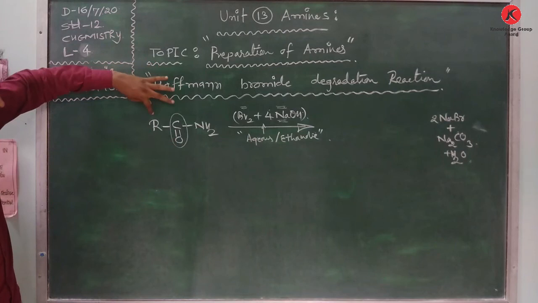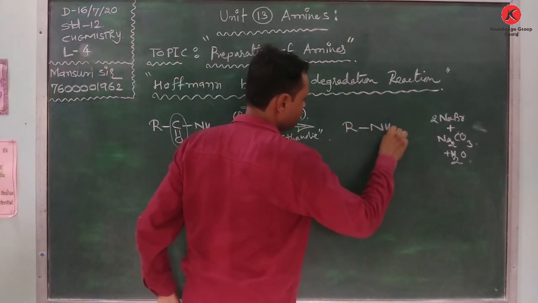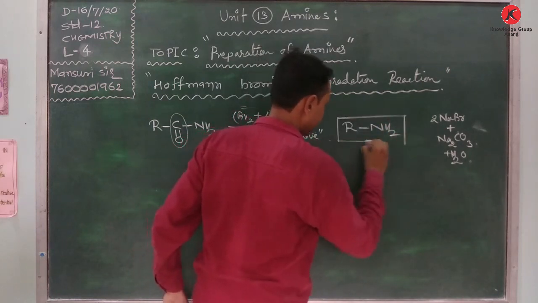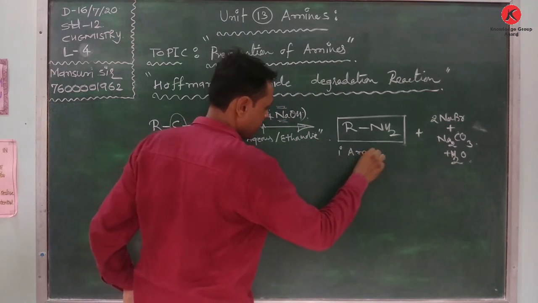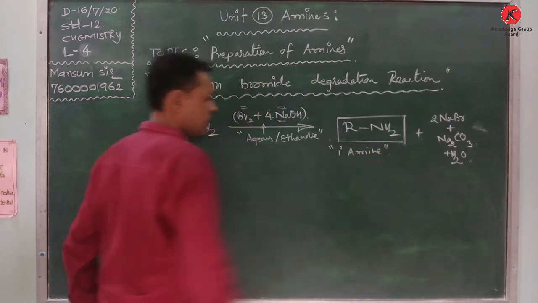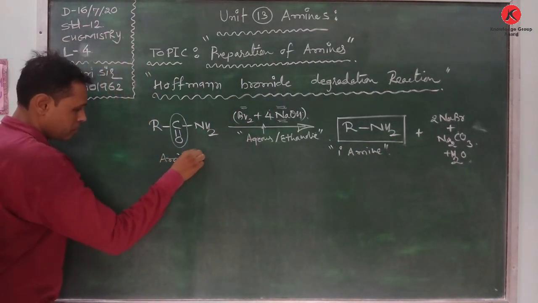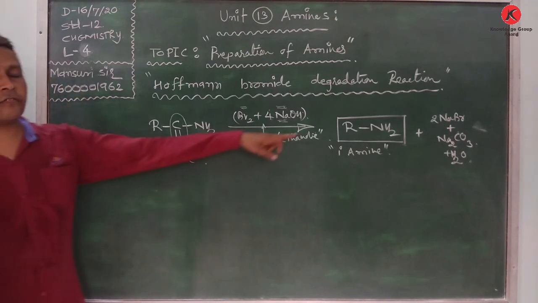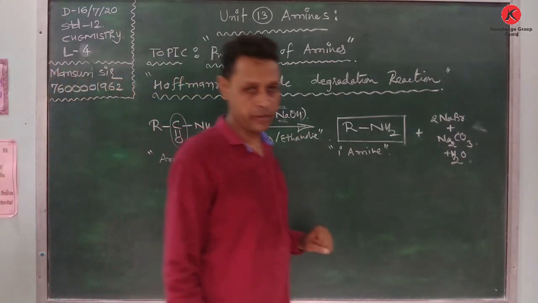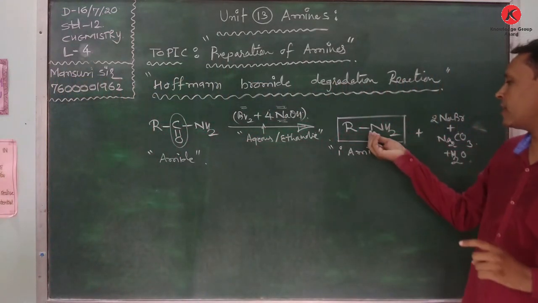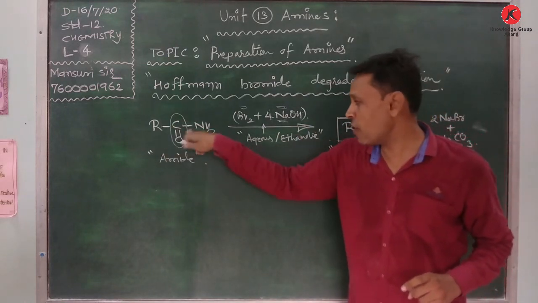So what will form? The alkyl and amine will attach and form RNH2. Right? This is a primary amine, 1 degree amine, and this is the amide. In the 1 degree amine product, the yield contains a lesser number of carbons, because the amide has the CONH2 group.